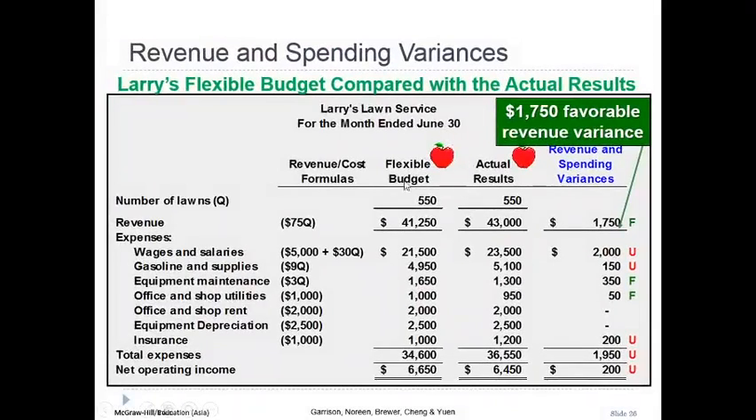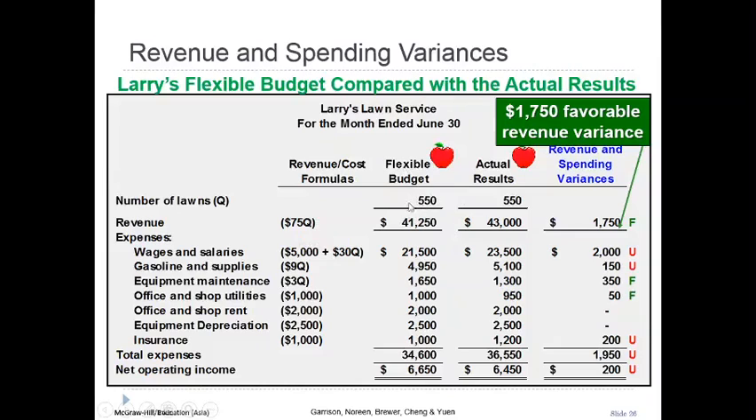So here flexible budget based on 550 lawns is represented with the apple icon, and the actual result just now was also the apple icon. So we are comparing apple to apple right now. It's fair to compare these two because the flexible budget is based on 550 activity level, and same goes to the actual result.